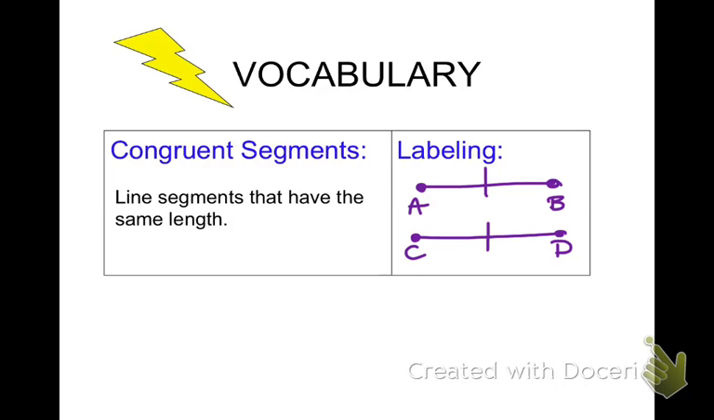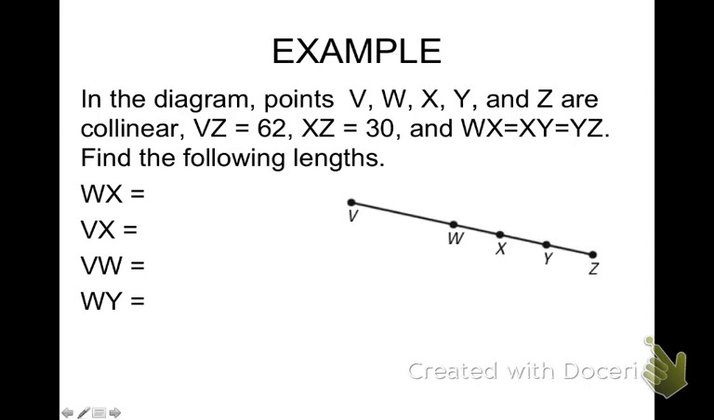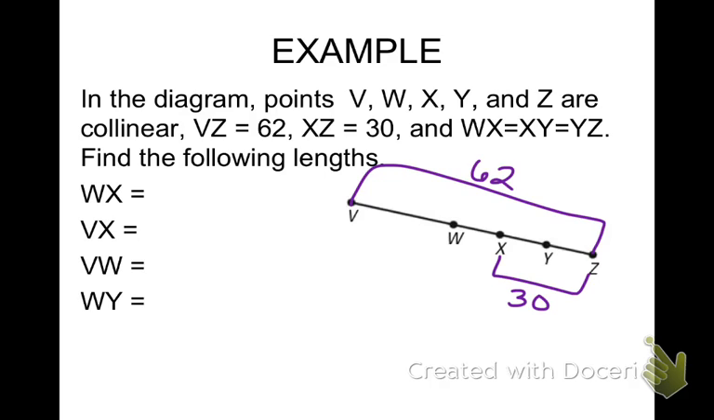Alright. Let's jump to the last example. Since we're short on time, we only have 4 minutes left. This one's pretty easy. It's just counting units. So let's do this last one. It says in the diagram we've got collinear points. From V to Z is 62 units. From X to Z is 30. And it's telling me that these all have equal lengths, which means these 3 segments are congruent. So I'm going to put little tick marks there to remind me of that.